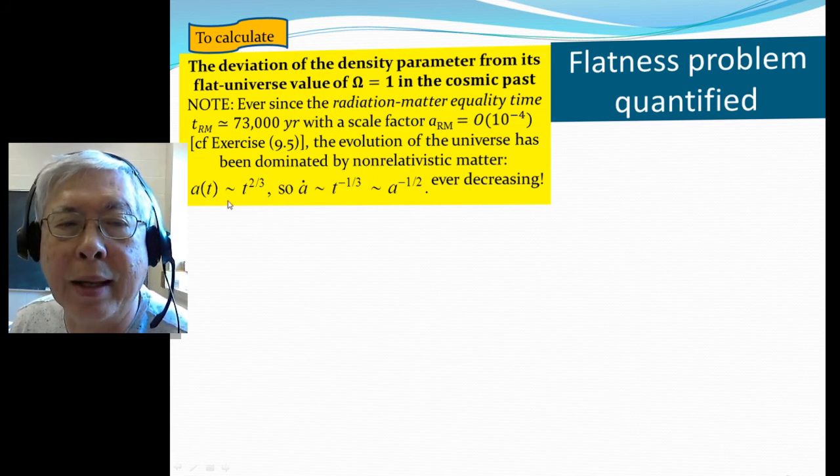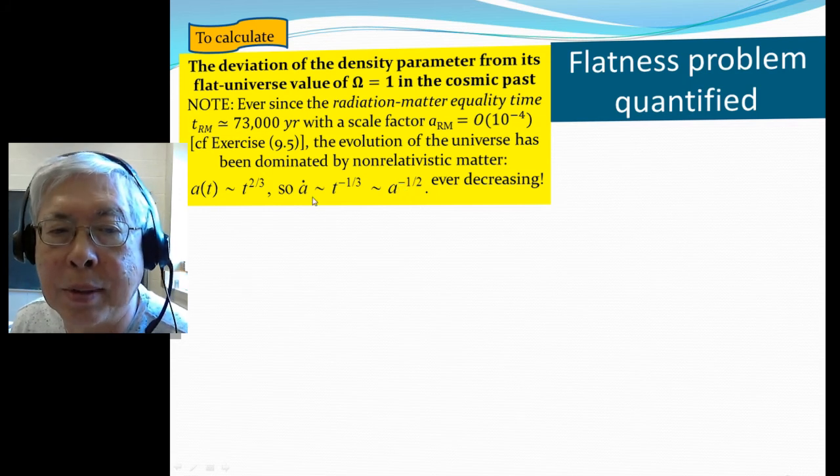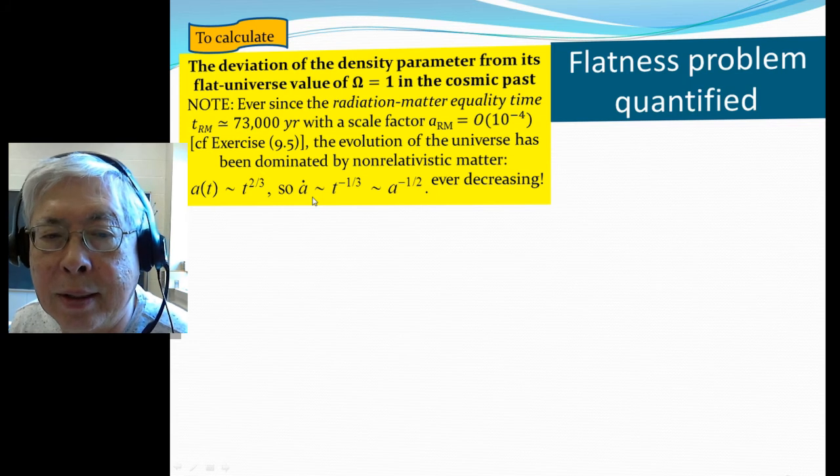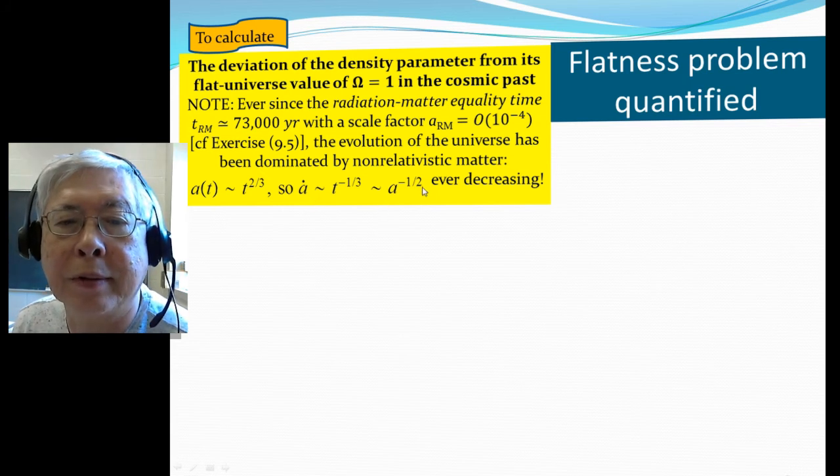So therefore, a goes like t to the 2/3 power. So a dot is t to the minus 1/3, which is about 1 over the square root of a. So a is increasing, so a dot must be decreasing. So a dot must be ever decreasing.